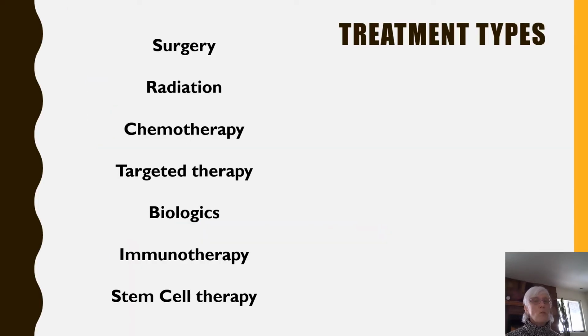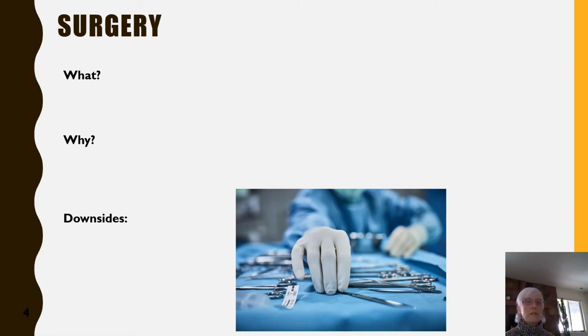There are several different ways that cancer is treated: surgery, radiation, chemotherapy, targeted therapy, biologic treatments, and there are also newer treatments, including immunotherapy and stem cell therapy. We're not going to talk at all about these newer treatments, but rather focus on the ones that are more commonly used. For each of the different types of treatments we talk about, I'm going to mention what it is specifically, why we use it, and some of the potential downsides associated with the treatment.